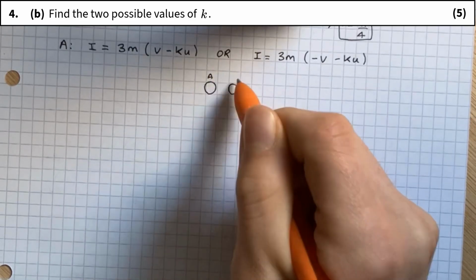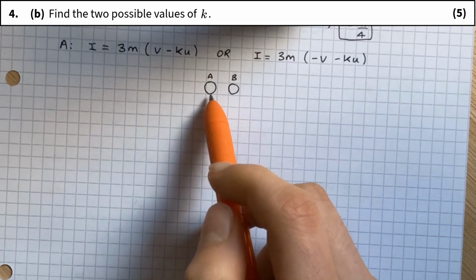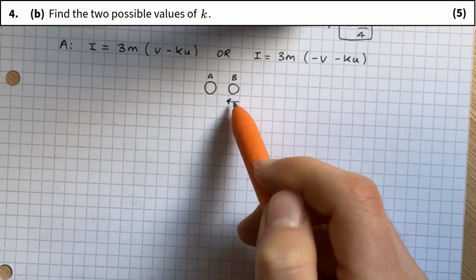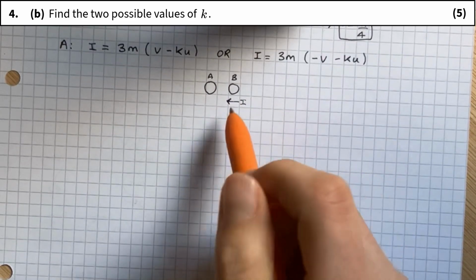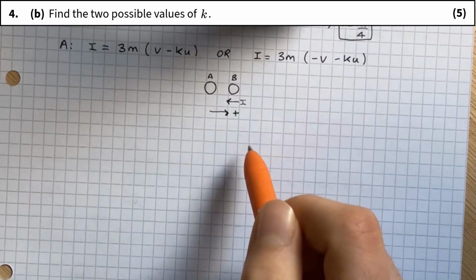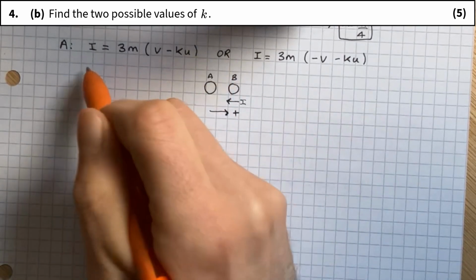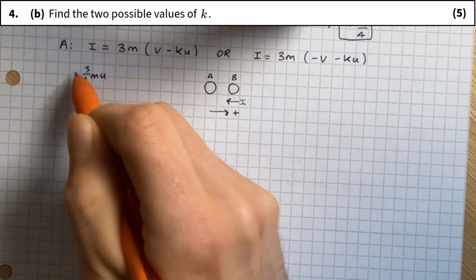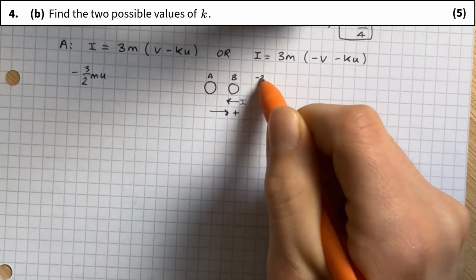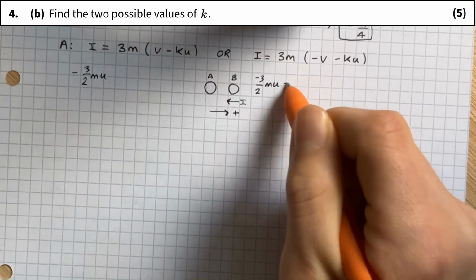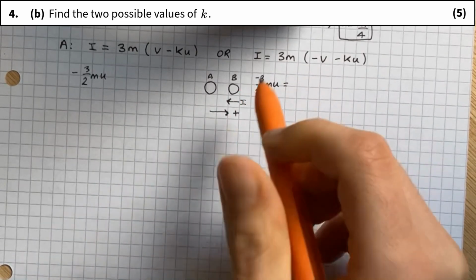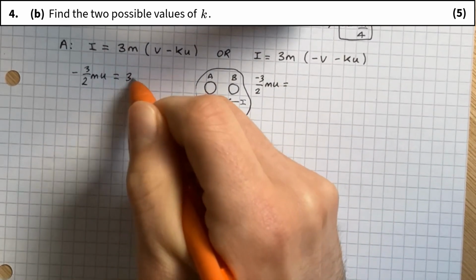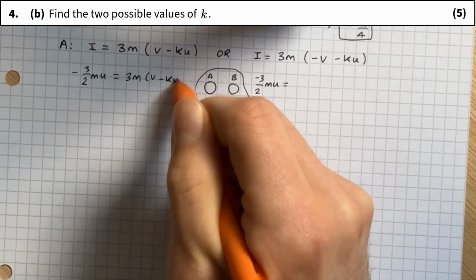Now we need to quickly think about the impulse. When A is being hit, it's being hit with an impulse from B, and B is moving to the left. But I define positive as to the right. So instead of this being 3 over 2 mu, it has to be negative. Then the same is true for the other case. So we can now ignore this in the middle. We've now got two equations to solve.